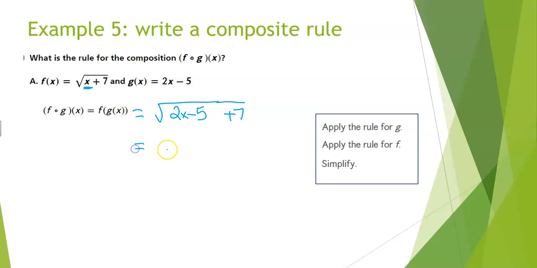Now I can simplify that a little bit, right? Negative 5 plus 7 is 2. So I could just say that's 2x plus 2. And again, this saves me some time when I have a whole list of numbers I need to work with. I don't have to do it over and over again.